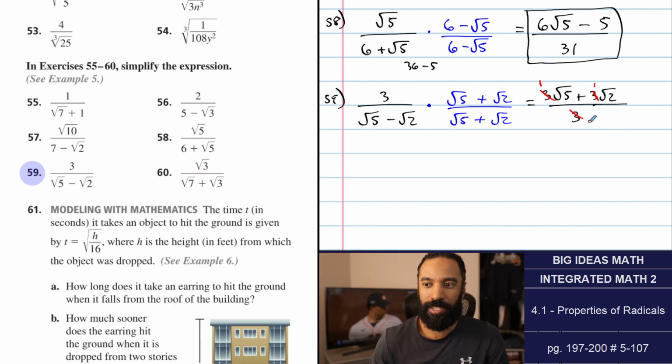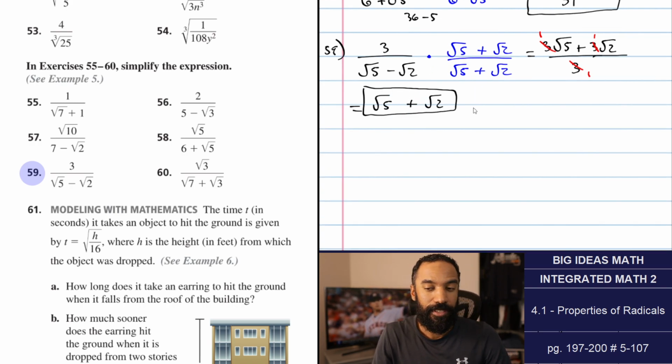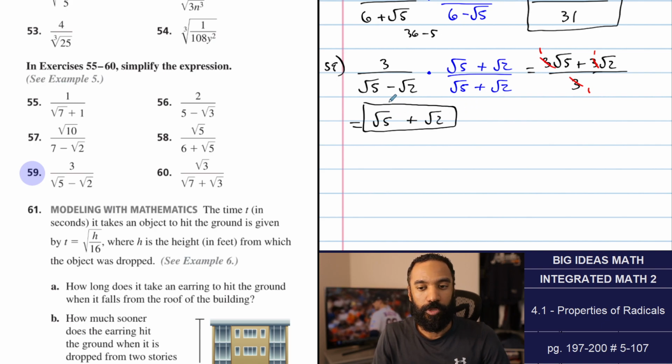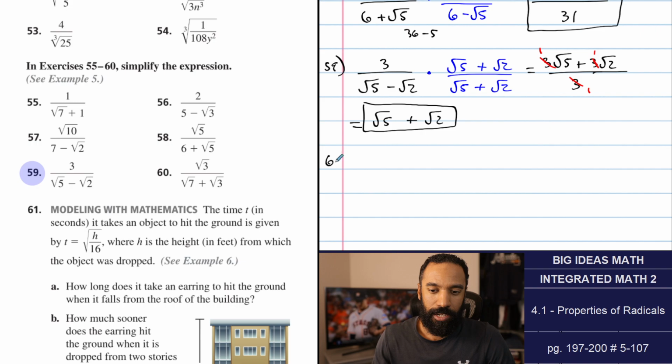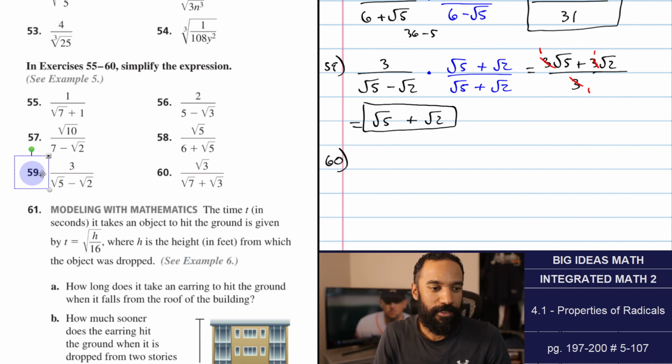1, 1, 1. And 1 root 5 is root 5. 1 root 2 is root 2, and divided by 1 is just that. You get root 5 plus root 2. Here's where simplification, I think we can all agree, looks better. And by the way, that's not root 7. Don't start doing that. But root 5 plus root 2 looks a lot better than 3 over root 5 minus root 2, at least to me. No one here likes fractions, so we dealt with it. Sometimes it even makes it look better.